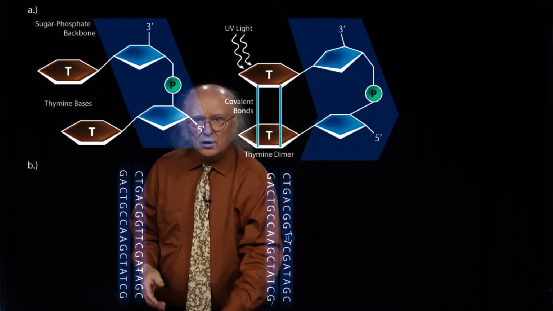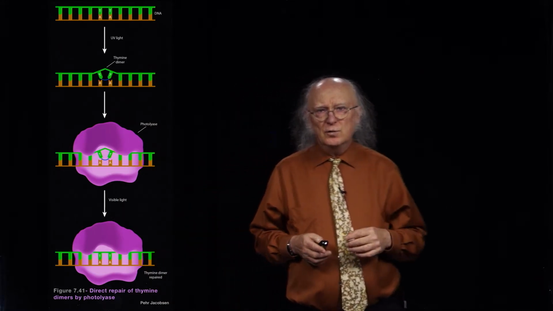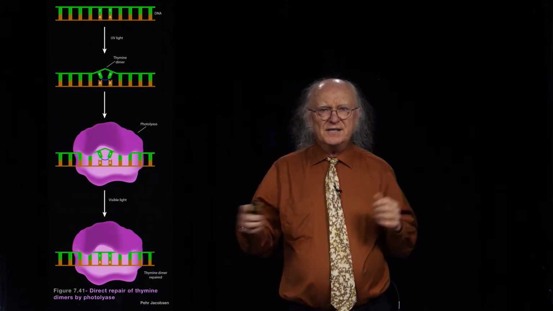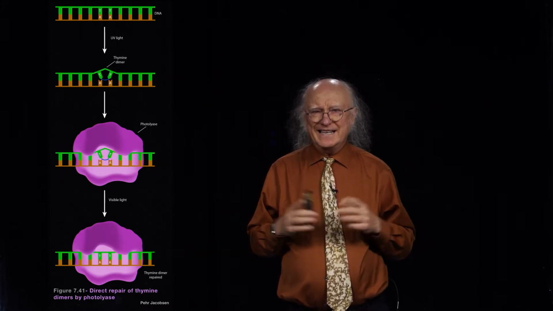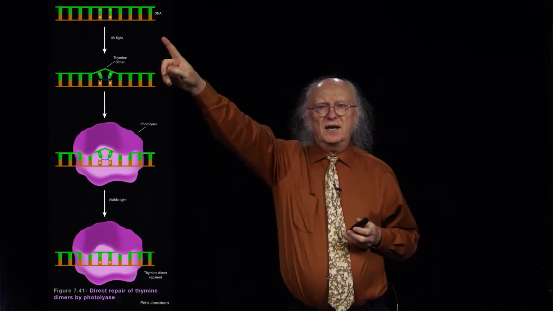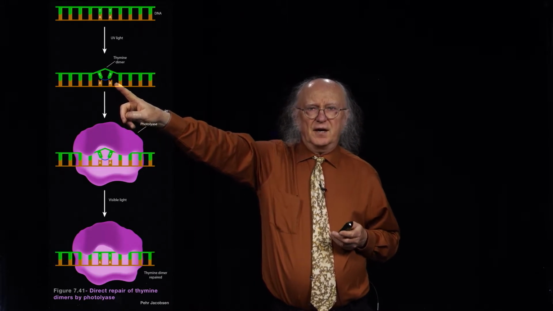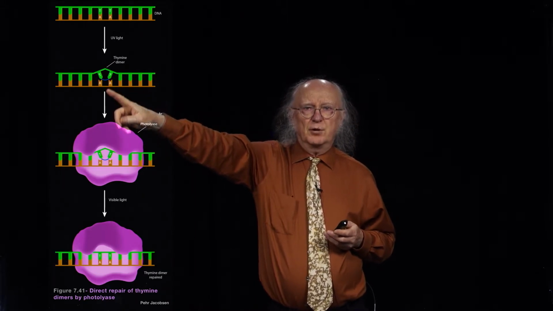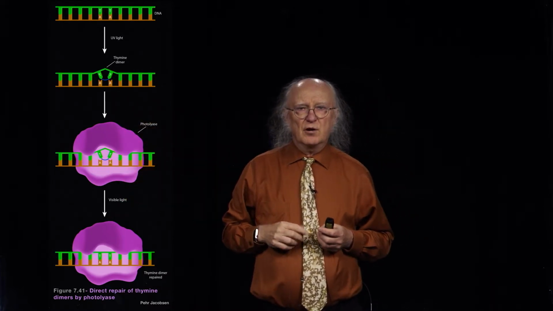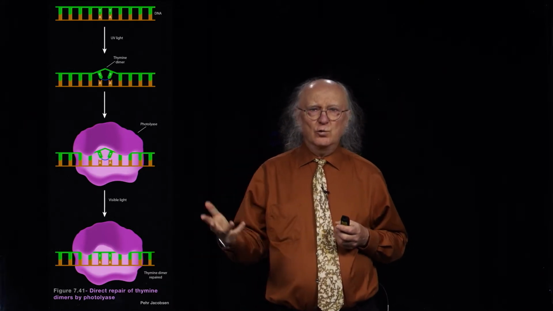So what does that look like? Well, there are a couple things that cells can do to fix that. This mechanism right here that I'm showing on the screen is an interesting one that cells use to fix thymine dimers. So we can see here a DNA that has been exposed to ultraviolet light. We see the thymine dimer forming at this point. We see the bulge that's there. And E. coli cells have an interesting enzyme called photolyase. And so photolyase has a really cool property.